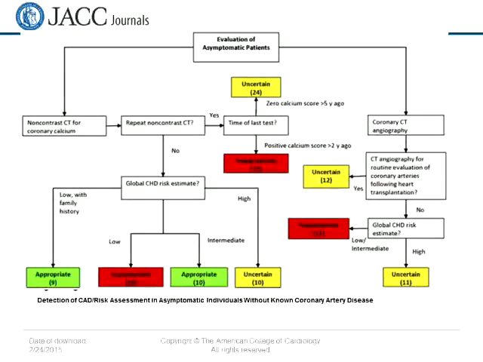Asymptomatic patients, this is kind of redundant stuff, but basically for asymptomatic patients, when you're trying to do risk assessment on them, they have to have a positive family history, or they have to have an intermediate pretest probability of disease, right? Low pretest probability with a positive family history, or intermediate pretest probability, you can go ahead and do it.